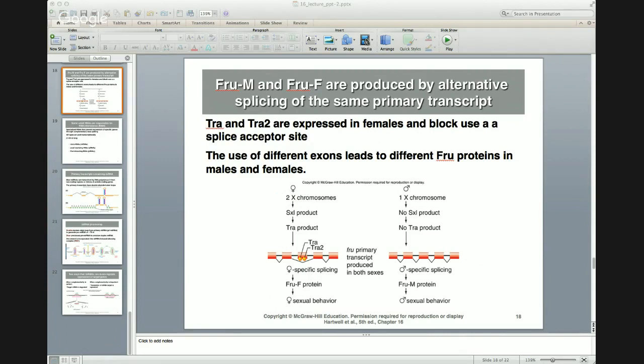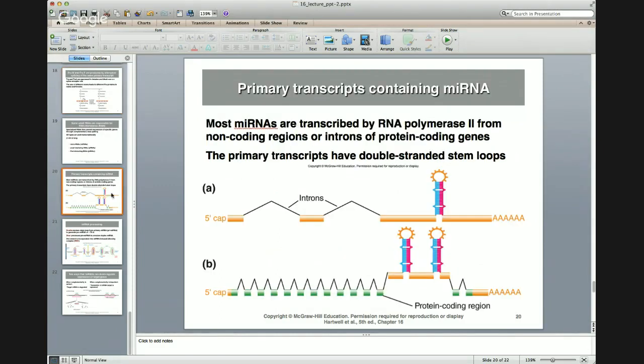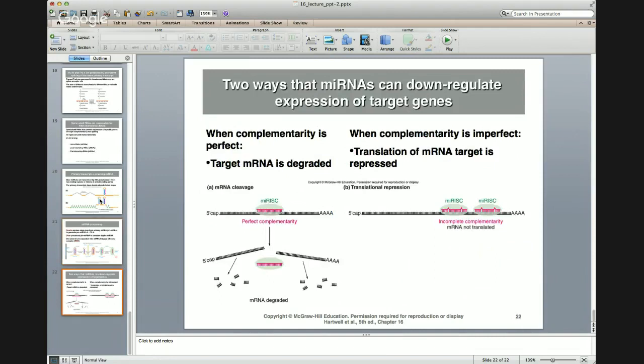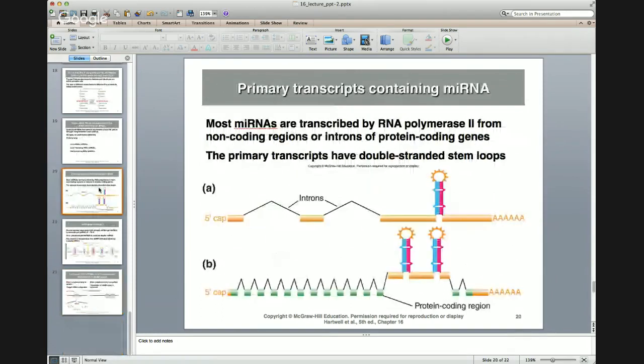We are running out of time, but I want you to pay attention to this slide on microRNAs and how microRNAs are involved in regulating gene expression, both at the level of post-transcription and also at the level of translation. So pay attention to microRNAs and their role in regulating gene expression, because I don't have enough time to go into that, but I think it's not difficult material to read.